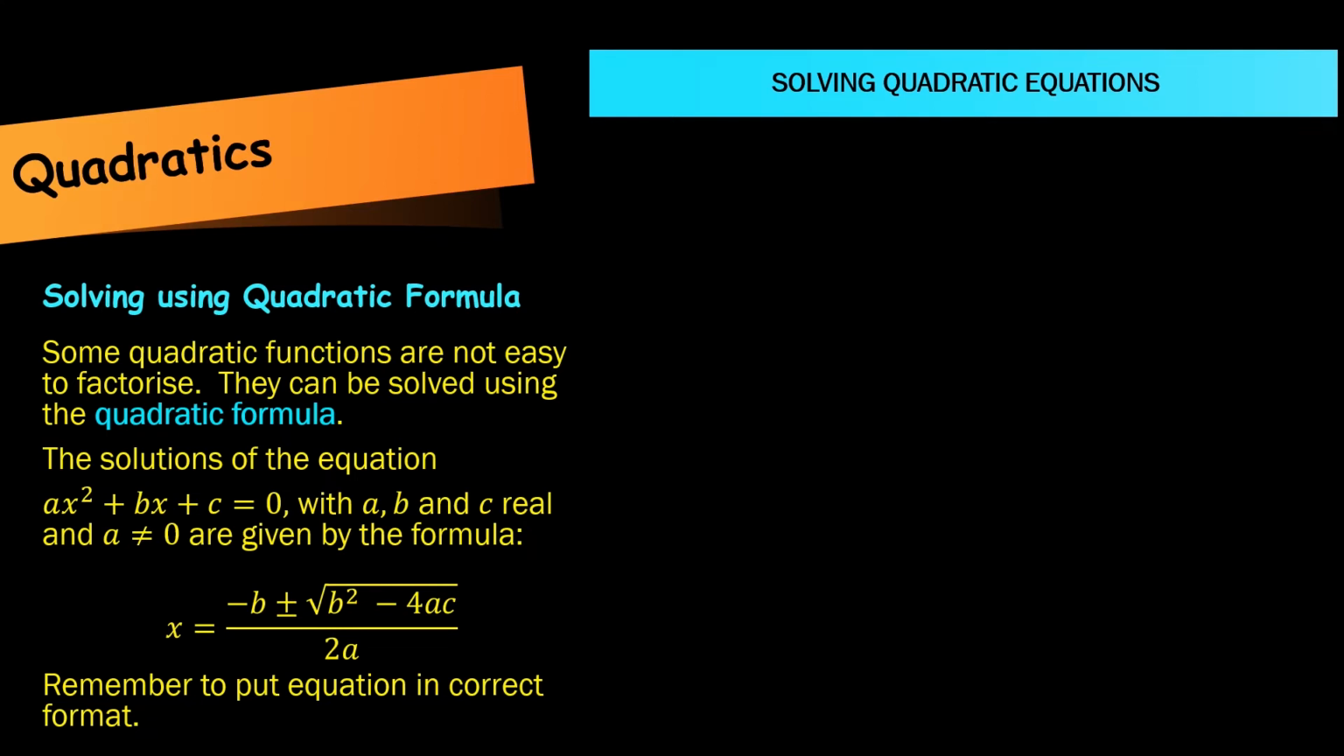You may recall we mentioned that if a quadratic is difficult to solve, then we can use another method. And of course that other method is solving using the quadratic formula, which is shown on your screen. So if we have ax squared plus bx plus c equals 0, with a, b and c being real numbers and a not equal to 0, then we have that x equals minus b plus or minus the square root of b squared minus 4ac all over 2a.